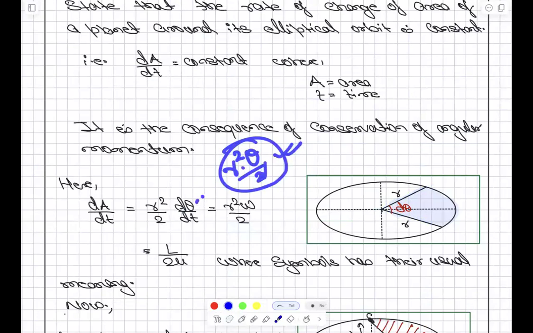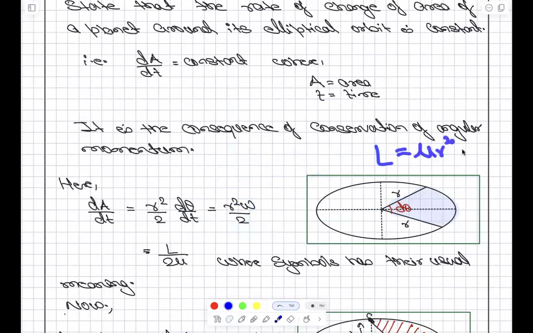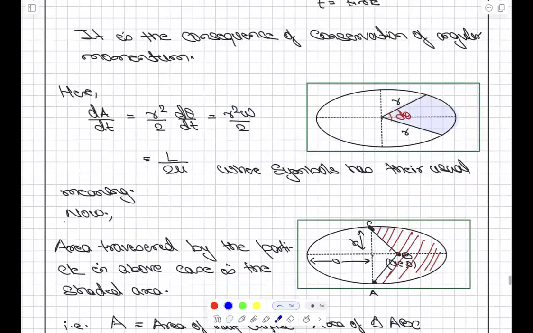Differentiate, and 2 is common. Theta by dt is omega. r square omega by 2. What is L? L is mu r square omega. यही तो होता है, I omega या mu r square omega. Put it: dA by dt equals L by 2 mu. Where symbol has the usual meaning.